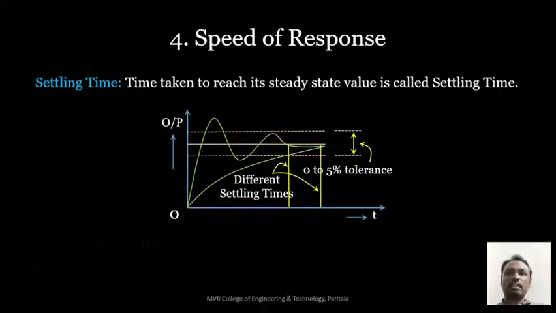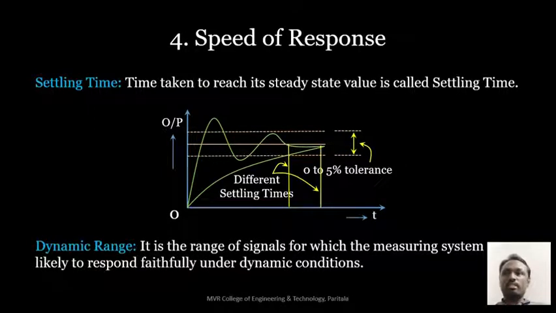So the next one is dynamic range. What is the dynamic range? It is the range of the signal for which the measuring system is likely to respond faithfully under dynamic conditions. So for the range of signals in which the measuring system is likely to respond faithfully. Truly, if the instrument is responding for the dynamic conditions, it will have a good dynamic range. Those ranges of signals can be called dynamic range. So this is about the speed of response.